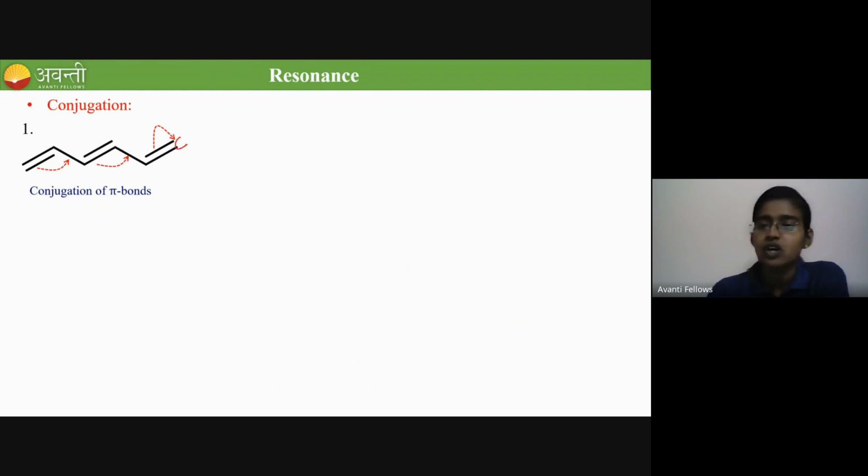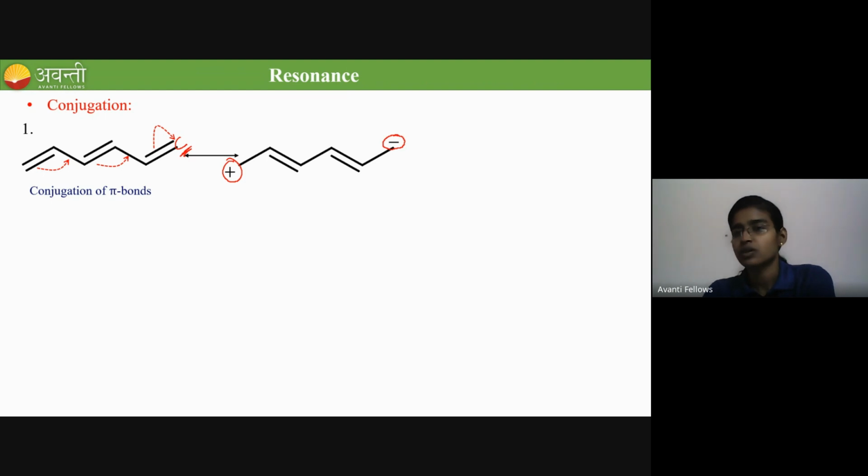Because of this particular delocalization, we get another structure, a structure like this. Since this electron has moved to this position, we get a positive charge here because it is electron deficient. And here the electron-rich nature increases, so we get a negative charge. Electrons are moving towards that carbon. Now again, this electron can come here, this will go here and this will go here. So we get the first structure back again.